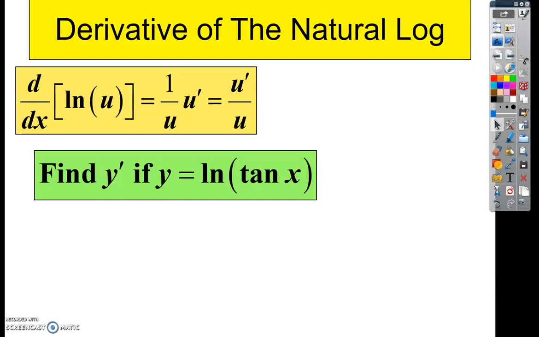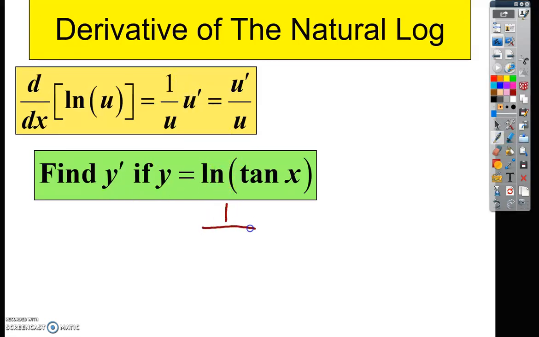So we have find y prime if y is equal to the natural log of the tangent of x. So we know that if we were to apply this rule, we're going to use 1 over tangent x times the derivative of tangent x, which is secant squared of x. And so that is y prime. And that's the simple things. Now we're going to simplify this up a little bit.